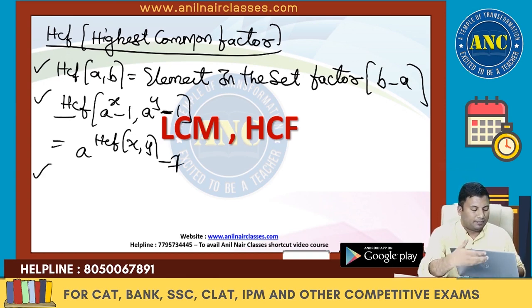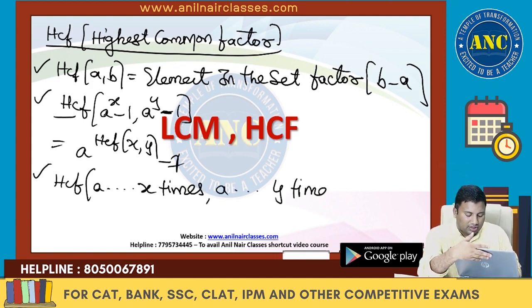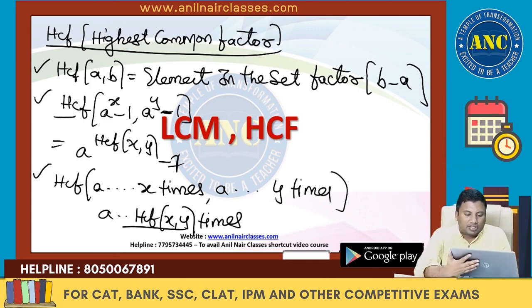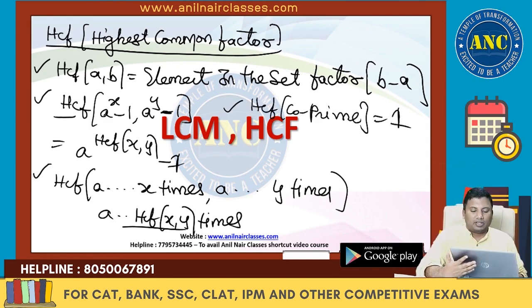Third concept, HCF of A written x times and A written y times is nothing but A written HCF of x comma y times. If you have missed the first session of HCF basics, these are some of the key points. Then we discussed HCF of coprime numbers is 1.